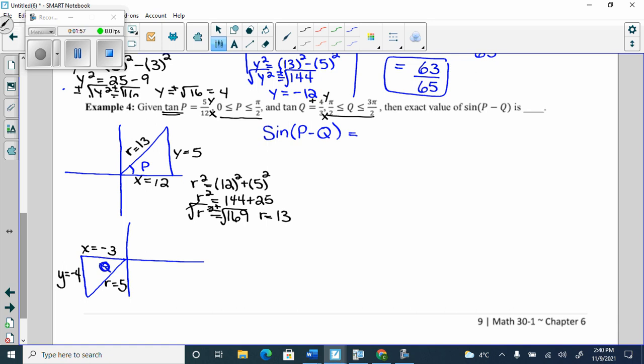Okay? Now we need to go to our formula. Sine p minus q is sine p. This is my a. This is my b. I need to use the minus formula, correct? So it's sine p cos q minus cos p sine q.